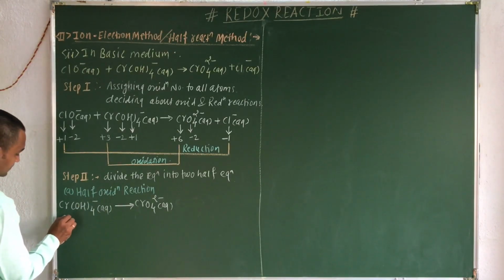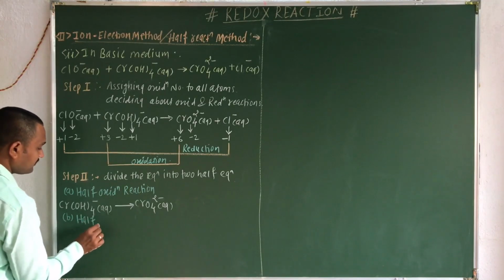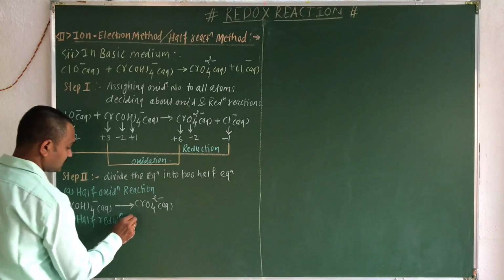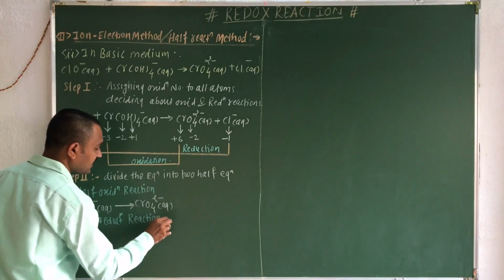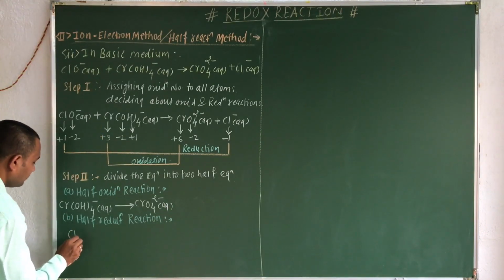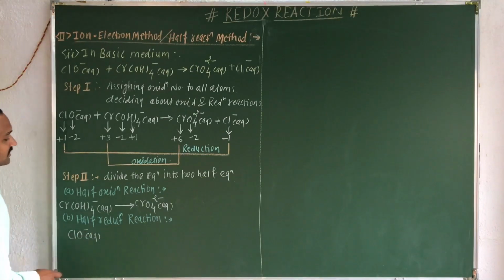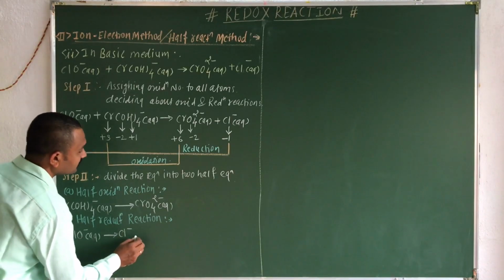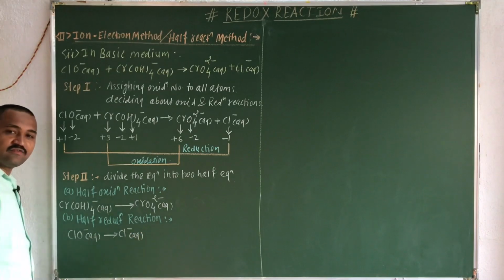Now let's go for the second, that is B, the half reduction reaction. What about the half reduction reaction? It will be ClO minus aqueous gives Cl minus aqueous. So this is your reduction half reaction.